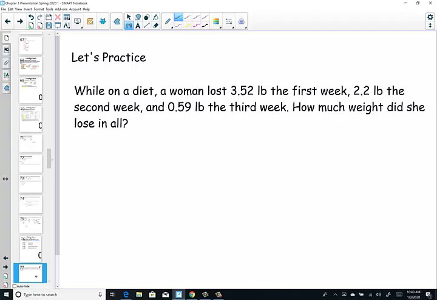Let's practice another together, kind of talk out loud. We have a woman on a diet, how appropriate for the new year. A woman lost 3.52 pounds the first week, 2.2 pounds the second week, and 0.59 pounds the third week. How many pounds did she lose in all? So we're adding those values together. If we add 3.52 plus 2.2 plus 0.59.